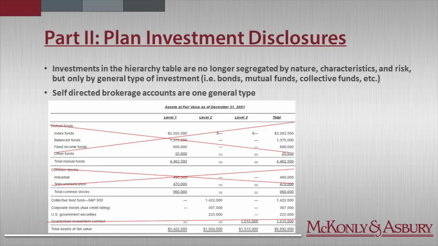Okay, so here in part 2, this has to do with all of your disclosures related to investments. In the past, what we've seen is this fair value table kind of blow up. It was requiring mutual funds to be broken out by different classifications, like what they're invested in, to try and get at the risk. That's no longer required. Now you just have to disclose them by nature: your mutual funds, your common stocks, collective trust funds, etc. That should get rid of a lot of the disaggregation that was needed before. And as you can see, self-directed brokerage accounts are one general type now.